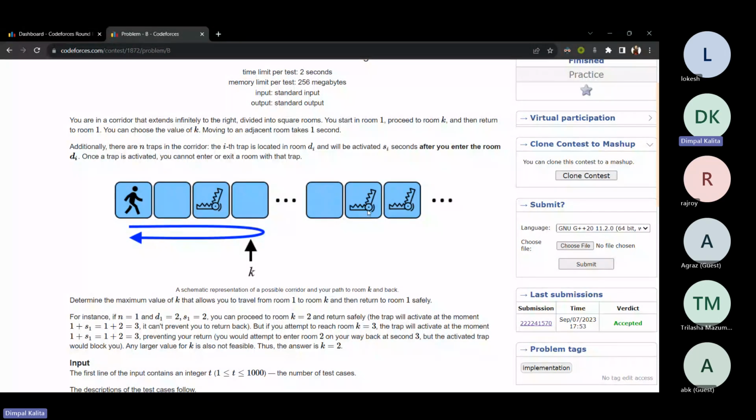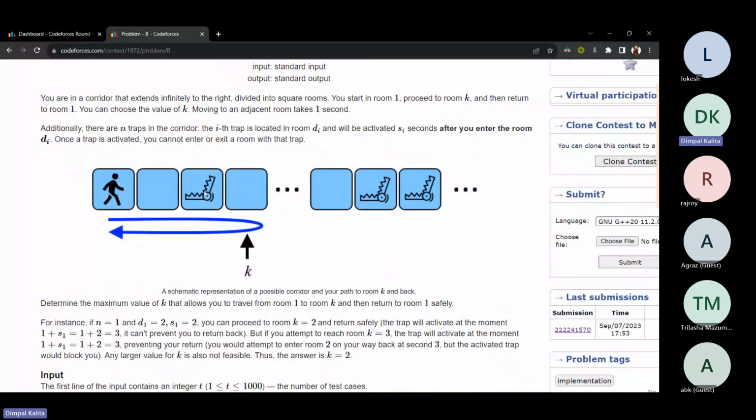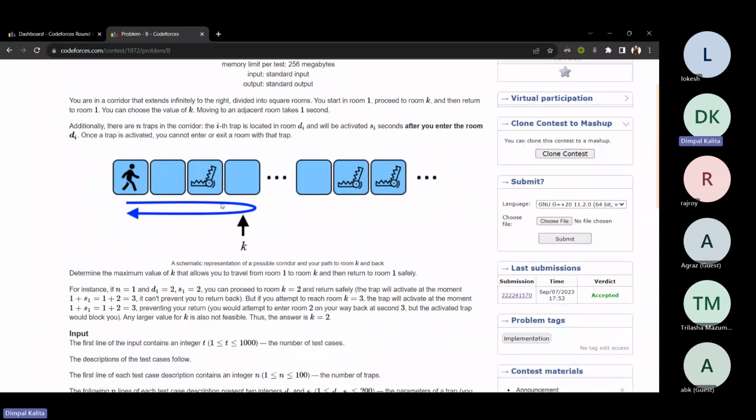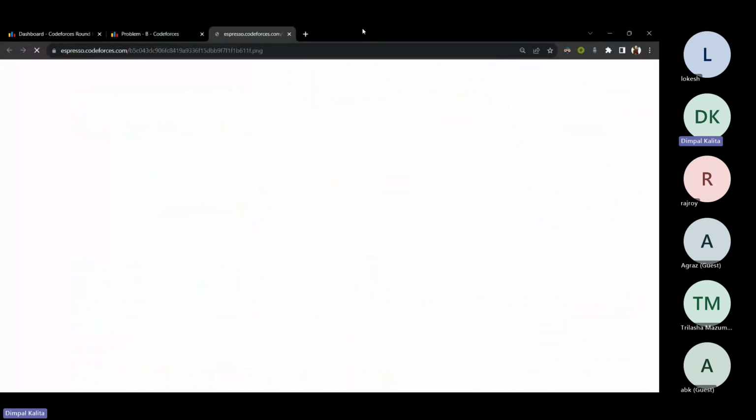Every trap has a sleeping time, like a triggering time. If he crosses a trap at time t, it may get triggered after t plus 100 time or t plus 1000 time, depending on the value given. So what happens if I just cross this trap?